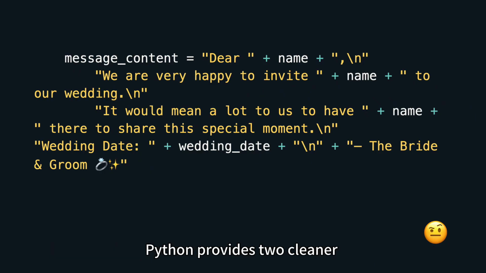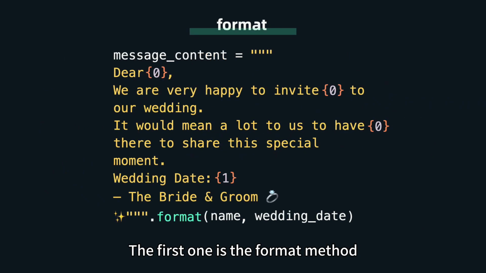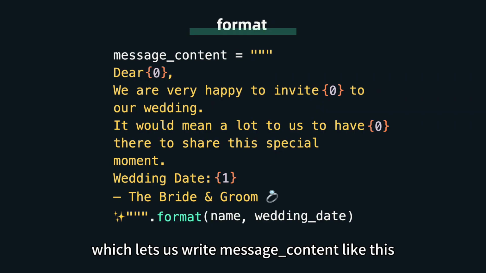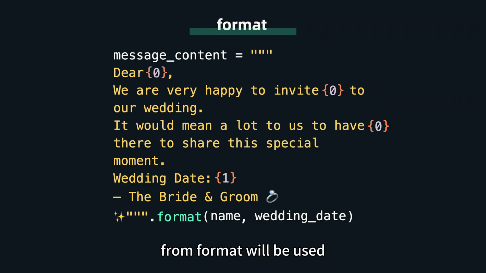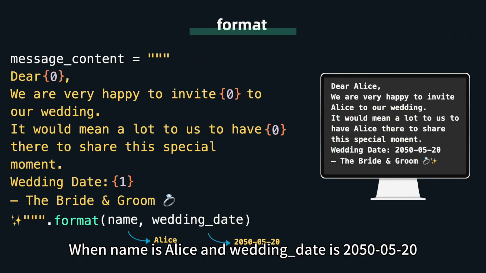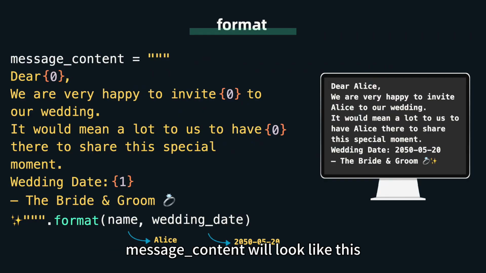Python provides two cleaner and more elegant ways to format strings. The first one is the format method, which lets us write message content like this. Curly braces mark the parts to be replaced, and the numbers indicate which arguments from format will be used. Here, 0 refers to the first argument, name, and 1 refers to the second argument, wedding date. When name is Alice and wedding date is the 20th of May 2050, message content will look like this. Now the entire message is contained in one complete string, which is much easier to read.